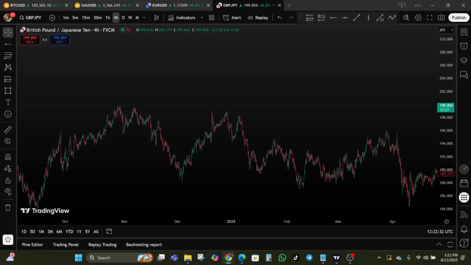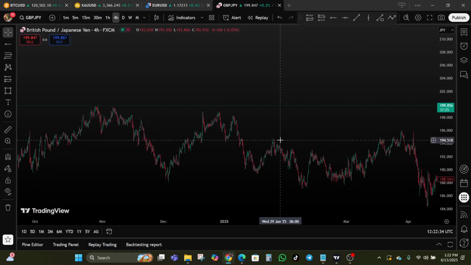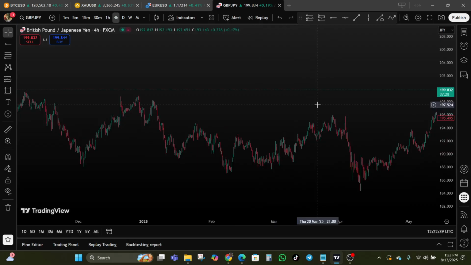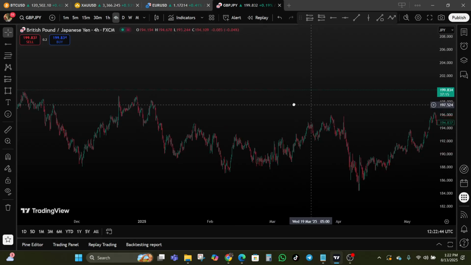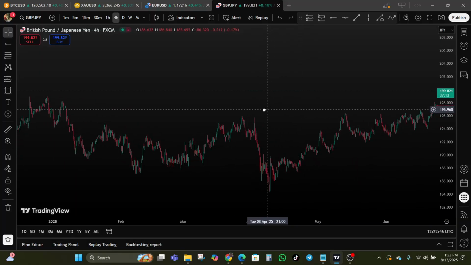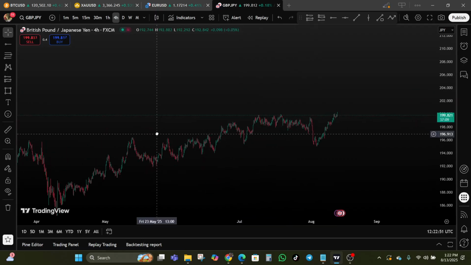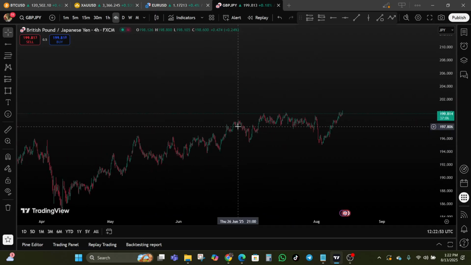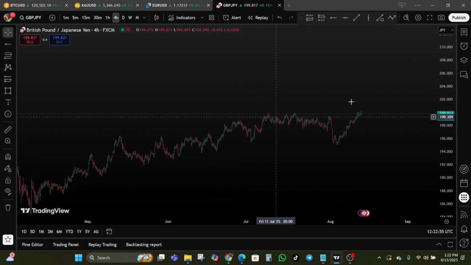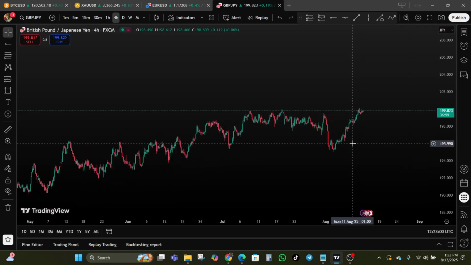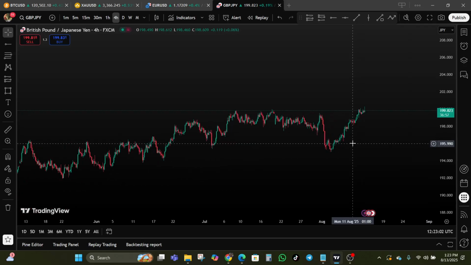Now, liquidity in the Forex market basically refers to areas where a large number of orders are sitting. It could either be stop losses or pending orders. These are usually found above key highs and below key lows. Institutions target these zones to fill their big orders, which is why you often see sharp moves into these areas followed by a strong reaction.